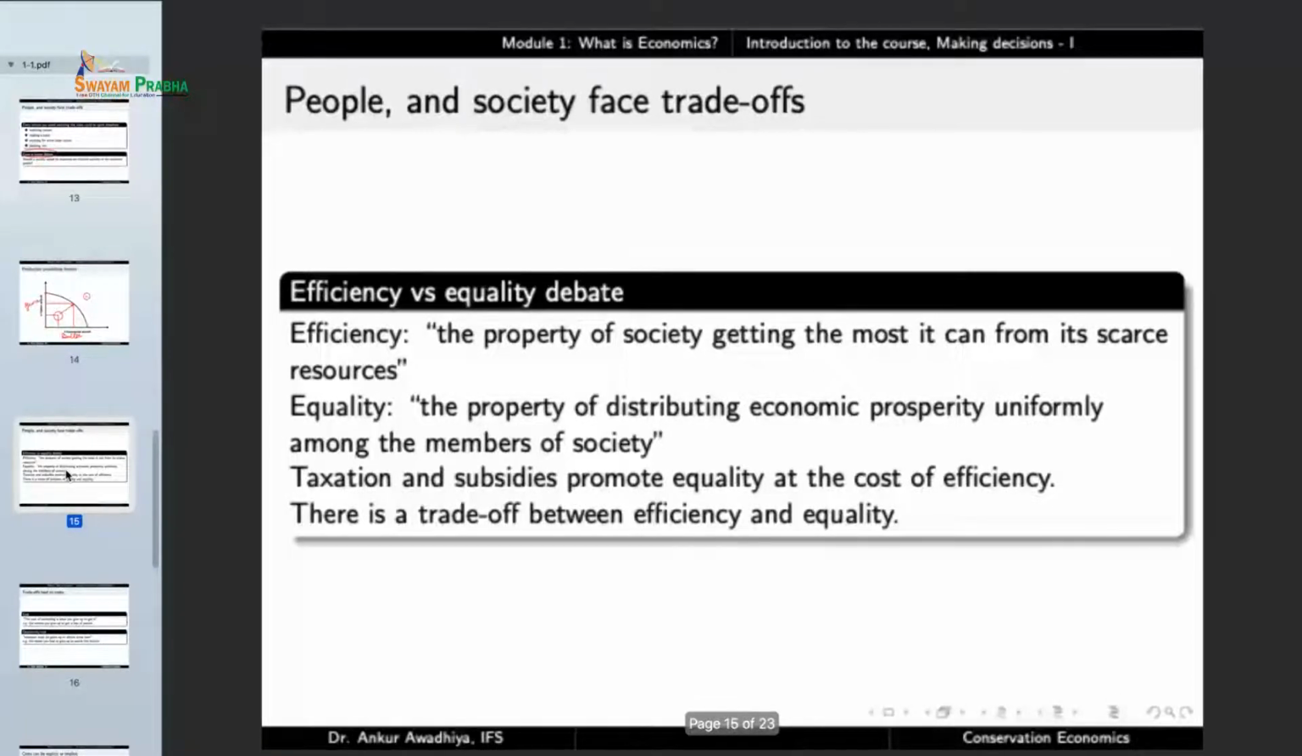Equality is the property of distributing economic prosperity uniformly among the members of the society. So when we talk about this debate, we are asking the question: there is an industry, and in this industry we are making, say, biscuits. Now these biscuits can be made using either machines or labor. If you use machines, then probably the efficiency will be very large. The factory will be churning out a huge quantity of biscuits.